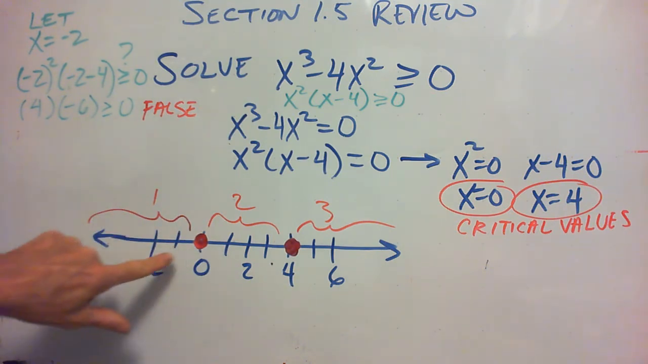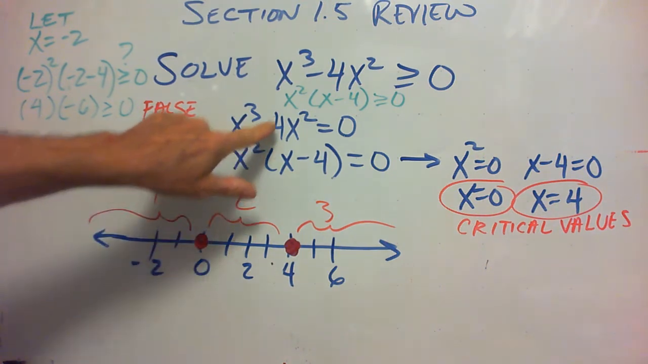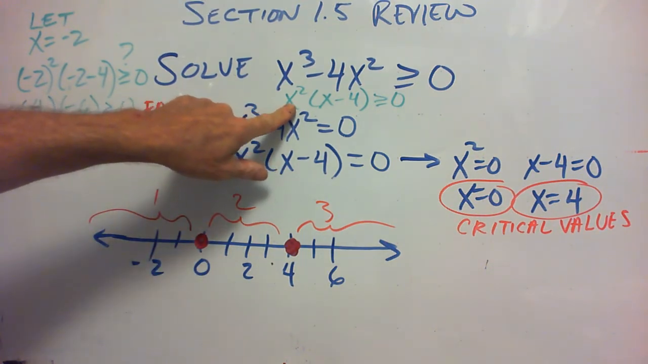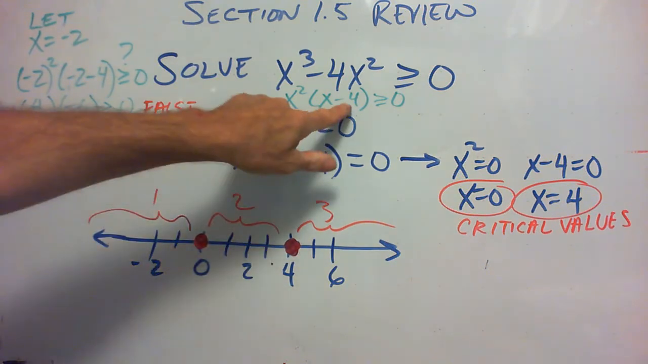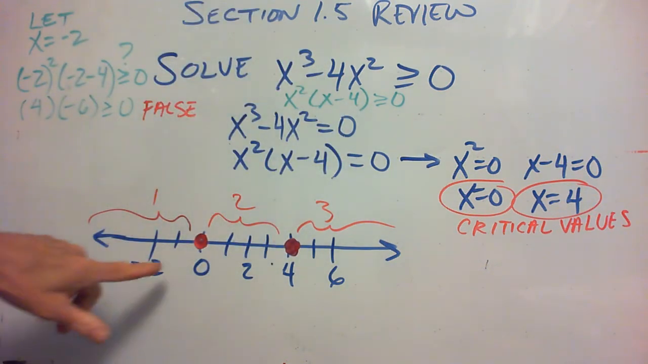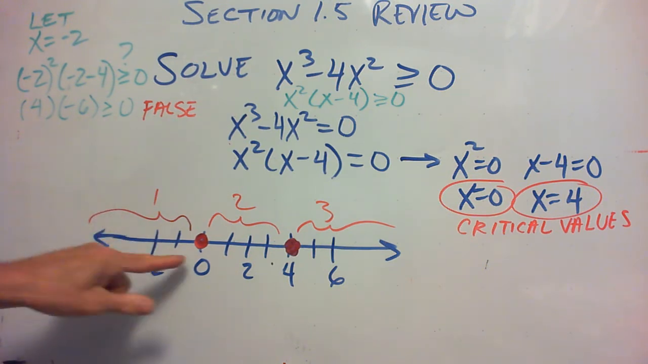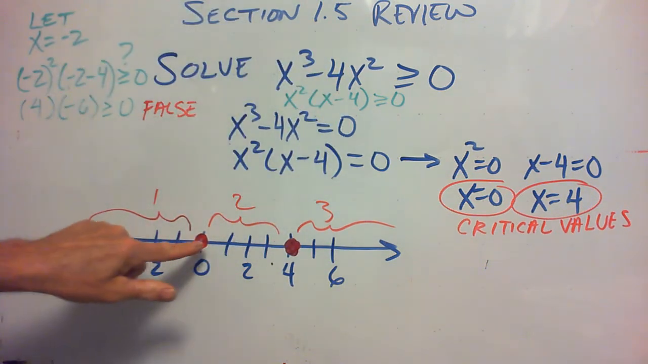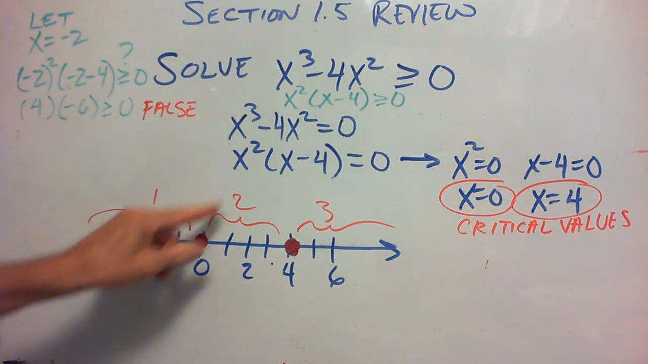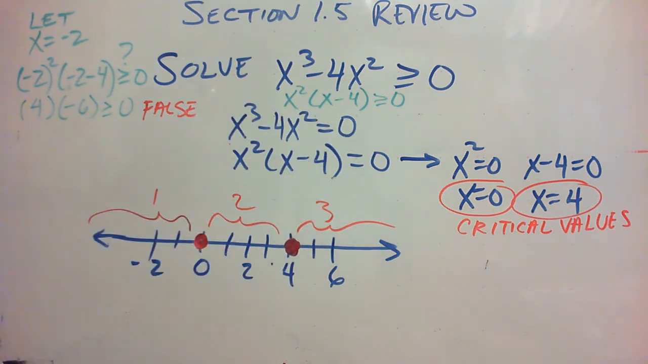Every value to the left of 0 is going to make the x squared factor positive because it's squared. And the x minus 4 is going to be negative. Anything minus 4 if it's to the left of 0, so you're going to get positive, negative. It's at these critical values that we get sign changes in the factors. So we go to the next test value.